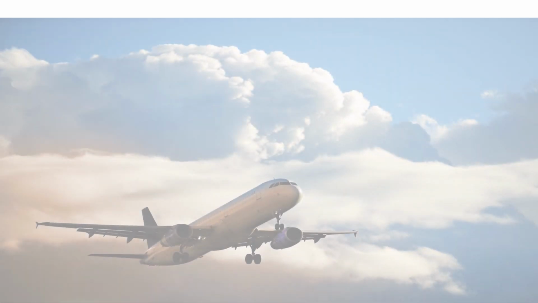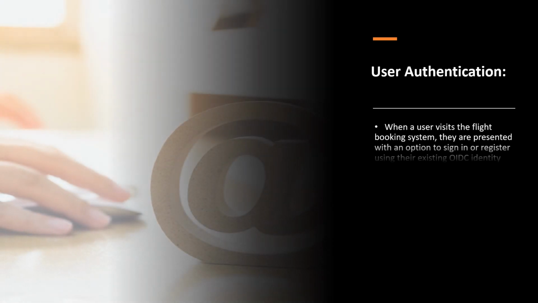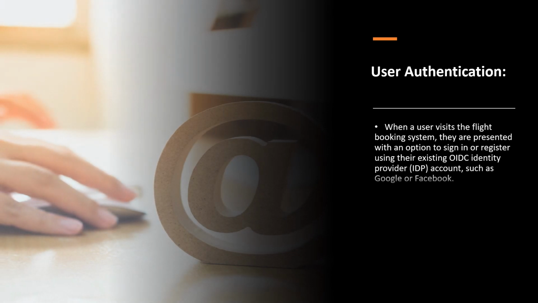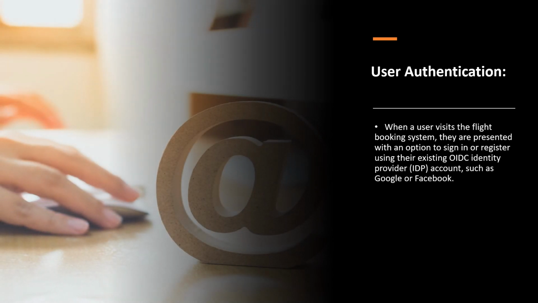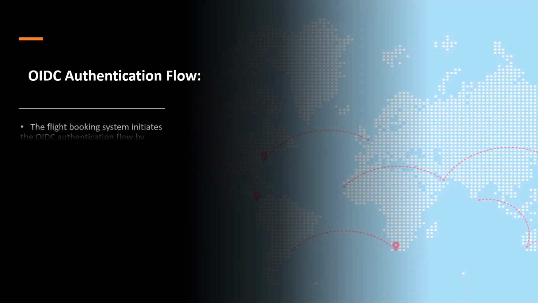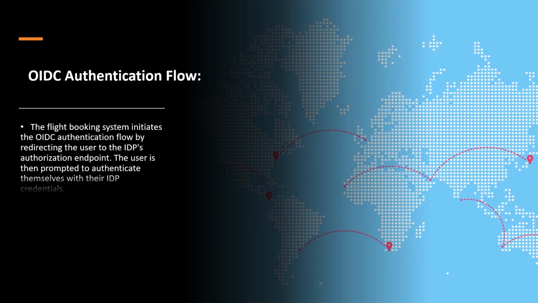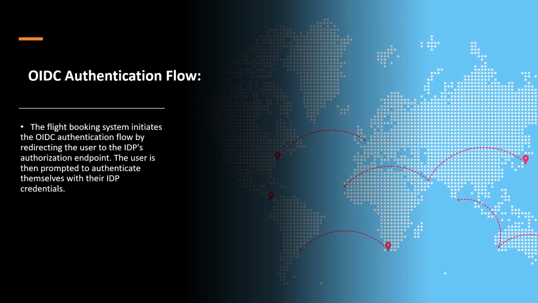Let's see an example of how OIDC can be used in a flight booking system. User authentication. When a user visits the flight booking system, they are presented with an option to sign in or register using the existing OIDC identity provider account such as Google or Facebook. OIDC authentication flow. The flight booking system initiates the OIDC authentication flow by redirecting the user to the IDP's authorization endpoint. The user is then prompted to authenticate themselves with their IDP credentials.